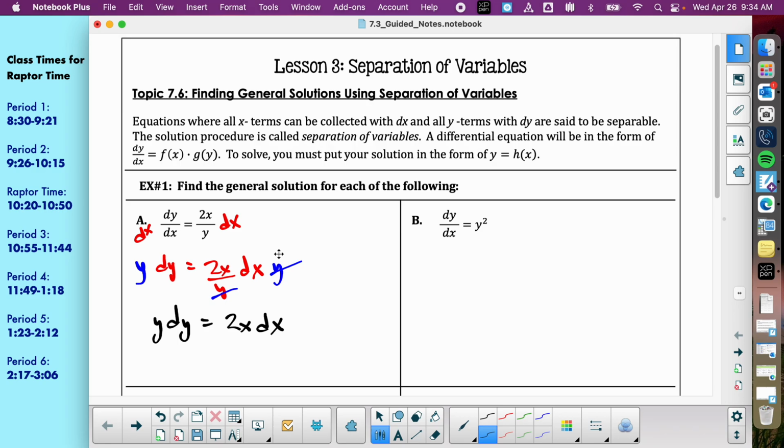Do you want me to finish this one with you guys? Yes, please. Okay, so we would integrate both sides.